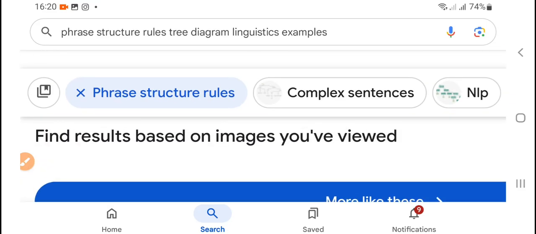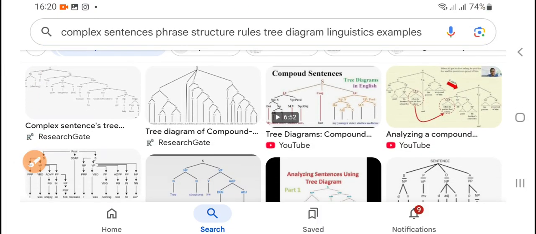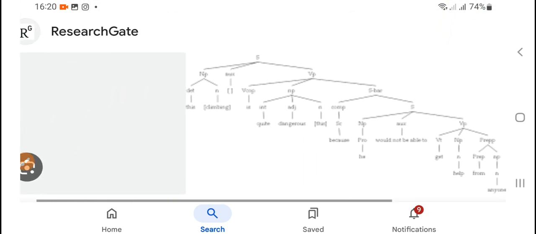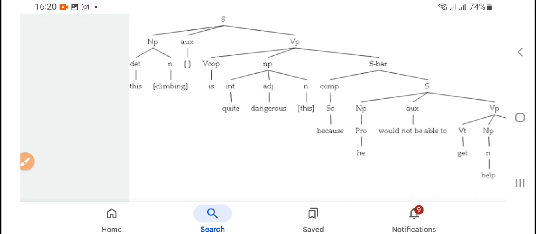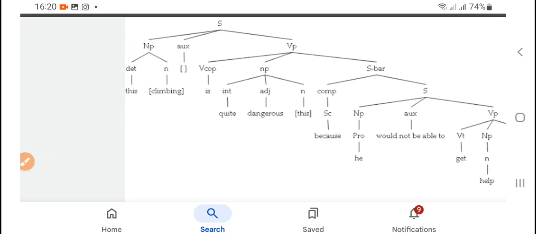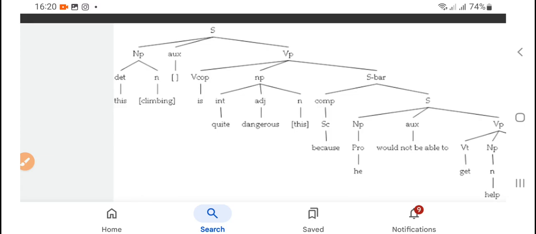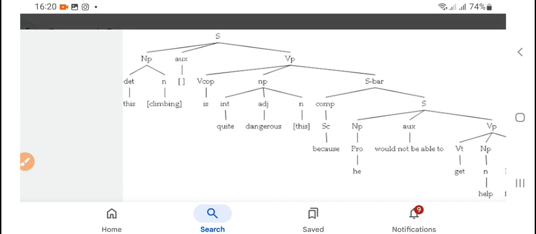Okay, so that is enough for now, no, wait a minute, complex sentences. We can see some examples of complex sentences. This is a complex sentence, okay? So this climbing, that is a noun phrase, okay? Then is quite, right? So that's the intensity. That's a verb. Is quite dangerous, dangerous is an adjective, okay?